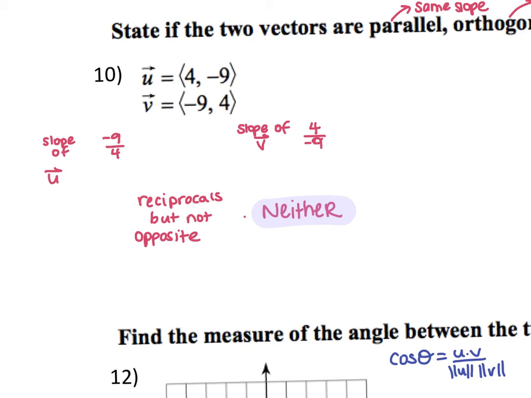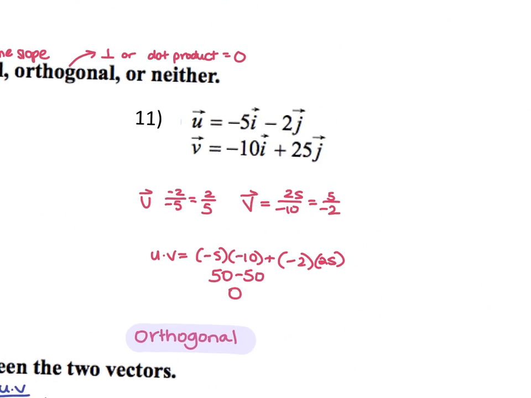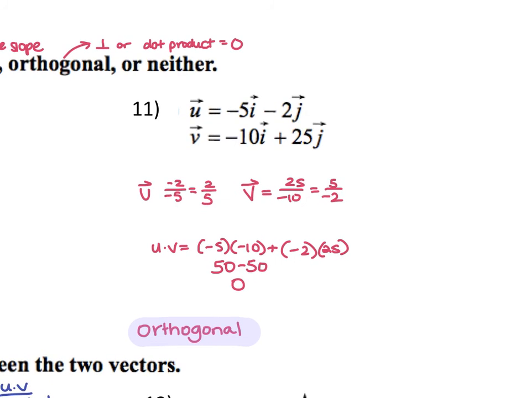There's 2 ways to check for orthogonal. So orthogonal is perpendicular, which means slopes could be opposite reciprocal. Or what's true about the dot product? If it's orthogonal, it's equal to 0. So if you've already found the dot product, then it's easy to check that one. Which was the case for 11. So I did it both ways so that you could see.